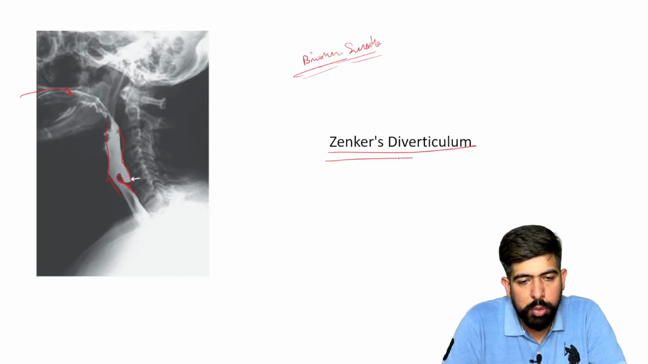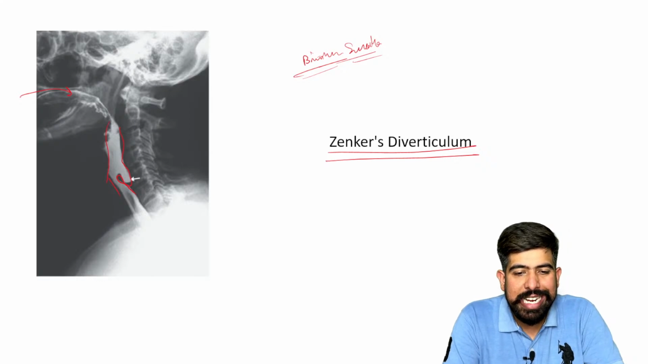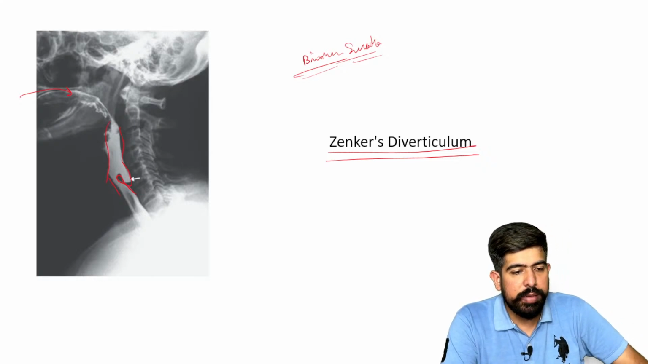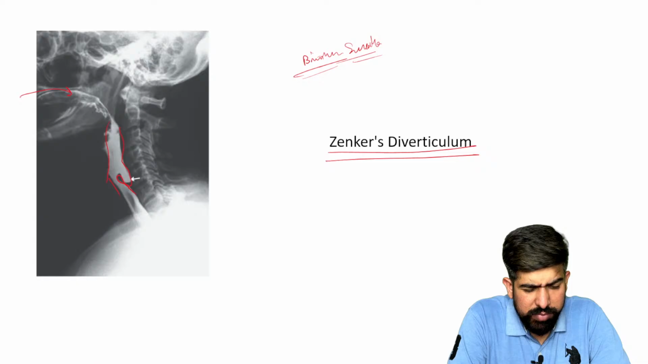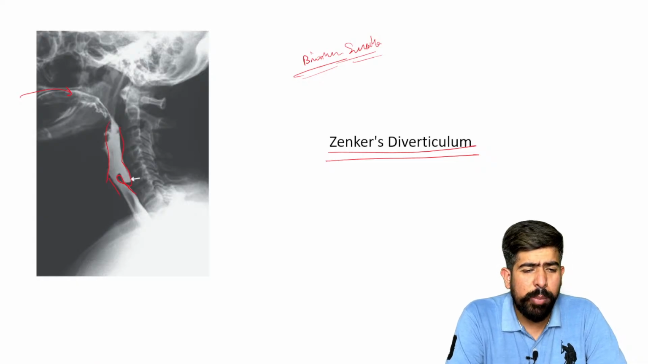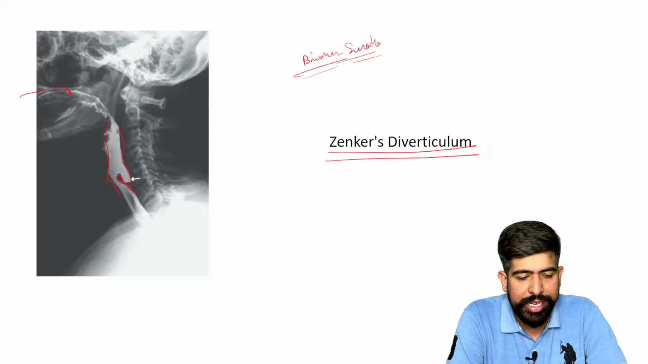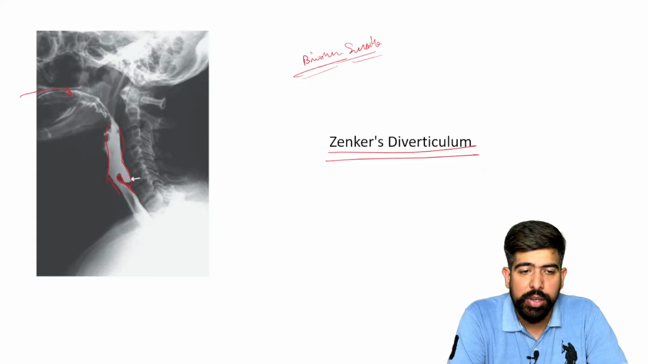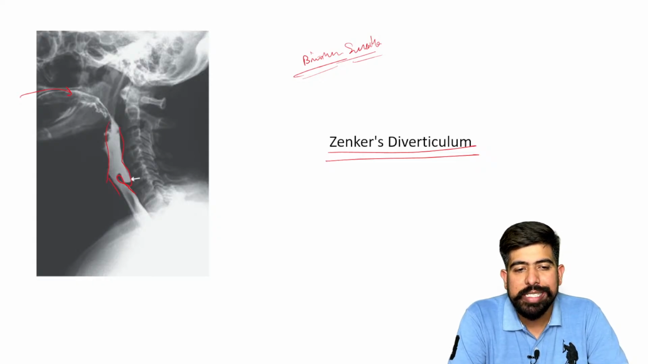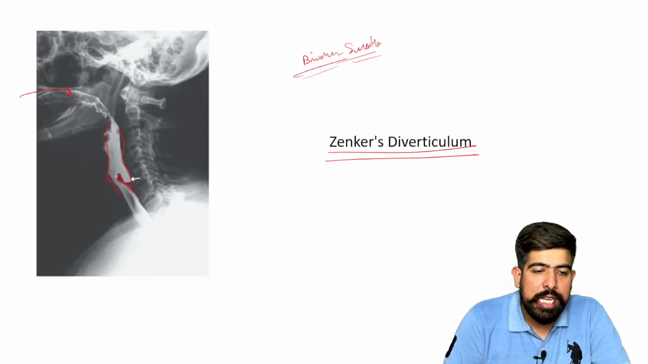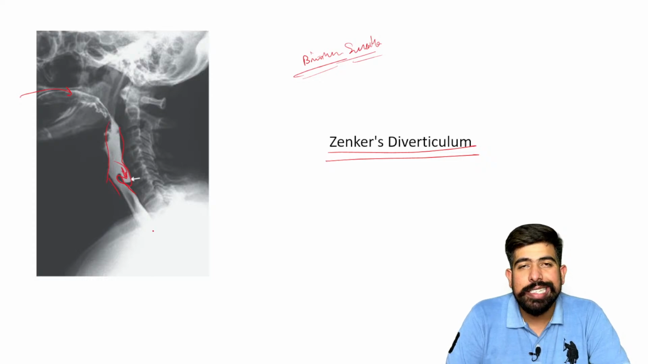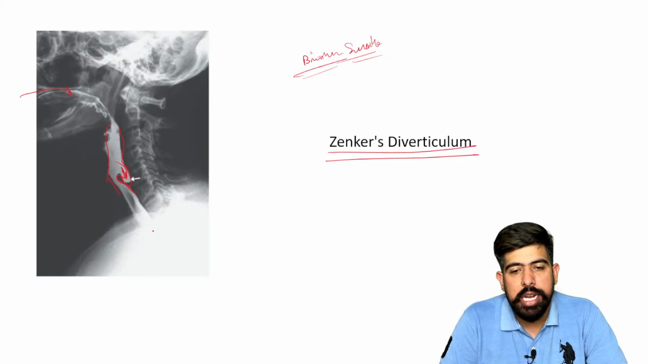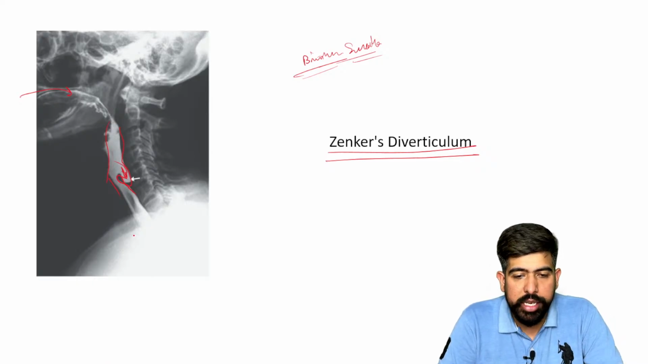Zenker's diverticulum. What is it known as? It is known as Zenker's diverticulum. We can see the barium drink here, given in the form of liquid. This is the barium swallow X-ray. On the barium X-ray, if an outpouching is there, you can see this outpouching is filled with barium, so it's visible to us, and we can see this particular outpouching, which is Zenker's diverticulum.